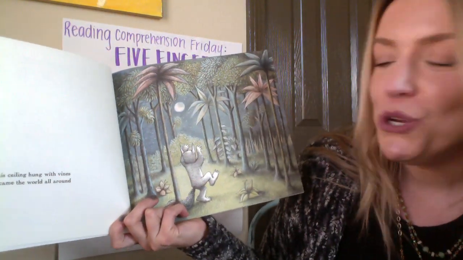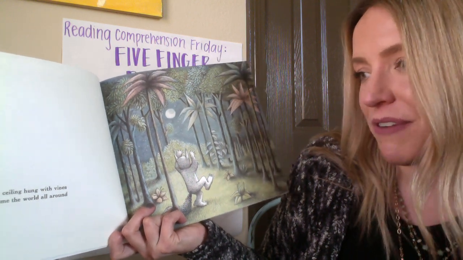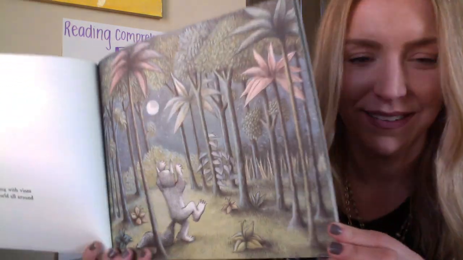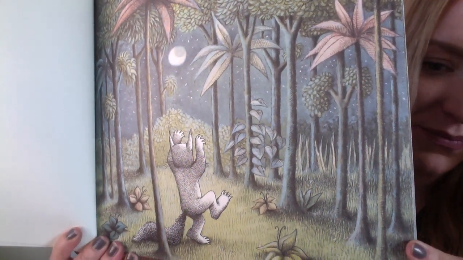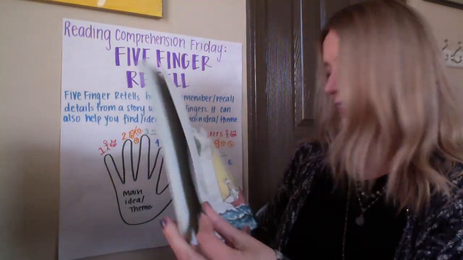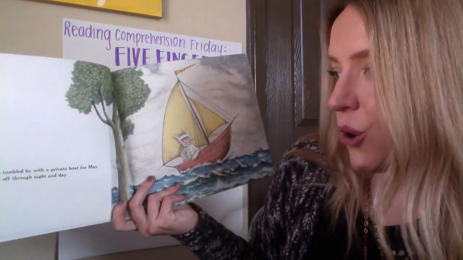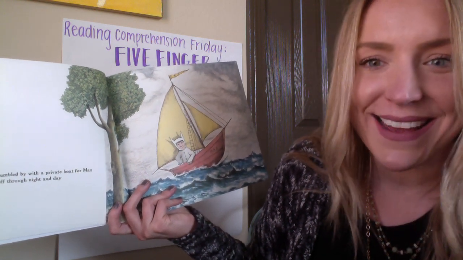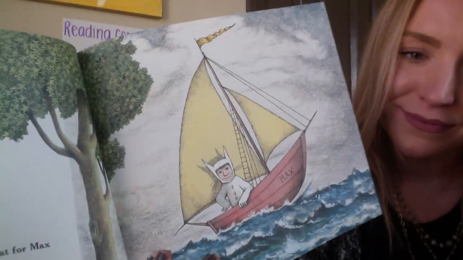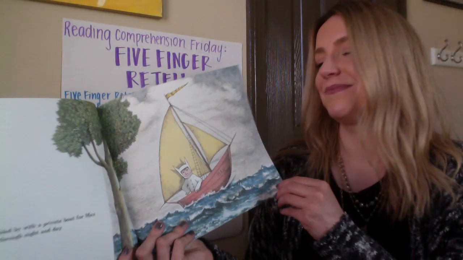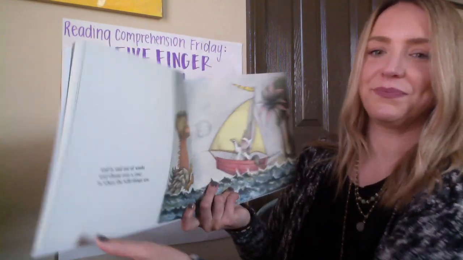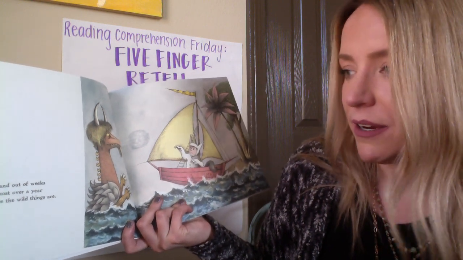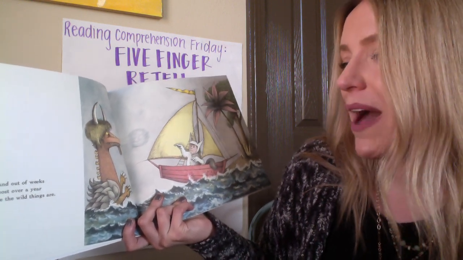And grew until his ceiling hung with vines and the walls became the world around. And an ocean tumbled by with a private boat for Max, and he sailed off through night and day. And in and out of weeks and almost over a year, and where the wild things are.